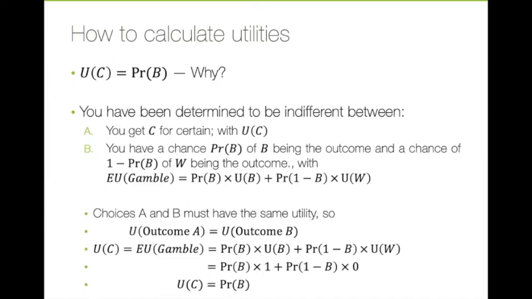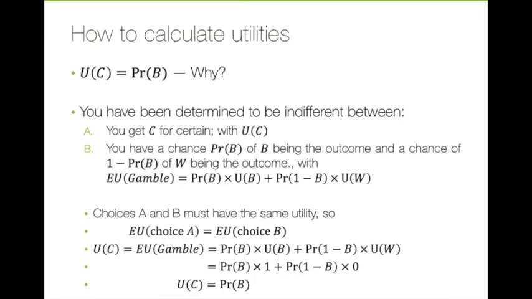So here's how the calculation goes. We're setting things up so that we're indifferent between these choices A and B, C for certain, and the gamble. Since we're indifferent, we know that the expected utility of choice A has to be equal to the expected utility of choice B. Now, the expected utility of choice A is straightforward. It's going to be the utility of C, because there's only one outcome, you get C, and it's certain. So you get whatever the utility of C is times 1, that's the utility of C. So that takes care of the utility of choice A.